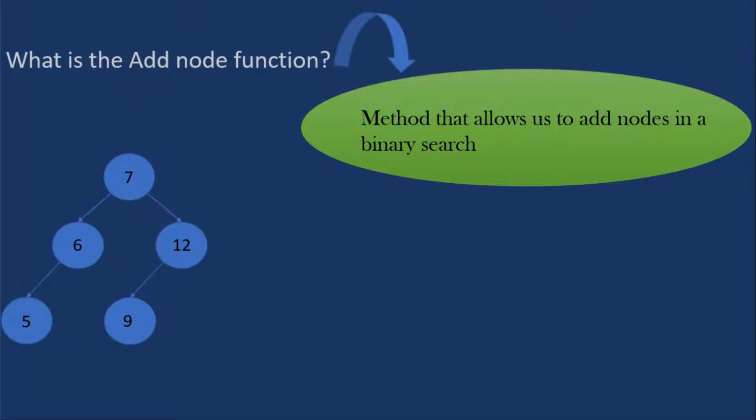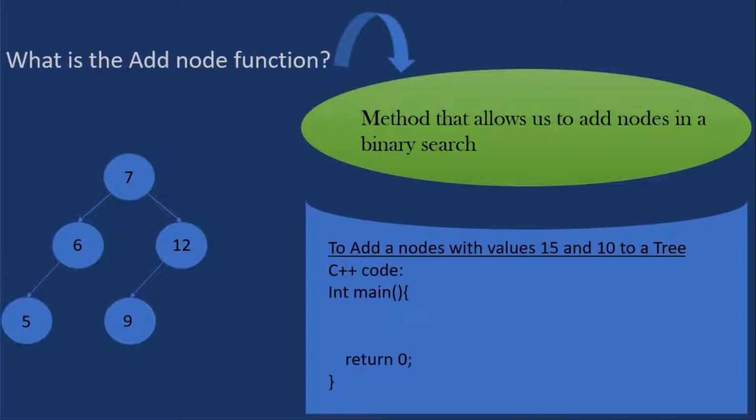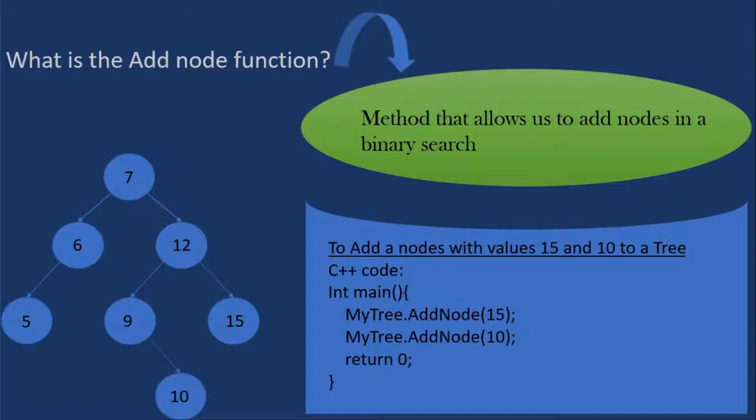The add node function simply allows us to add nodes to our binary search tree. But we have to follow a few rules while doing it, which I will show you in just a second. But at the end, we want to be able, for example, to add a node with a value of 15 and have our function place it in the correct position. In this example, 15 is greater than 12 and is added to the right pointer of 12. Same thing if we added a node with the value of 10.